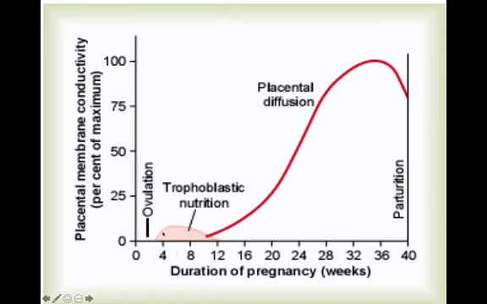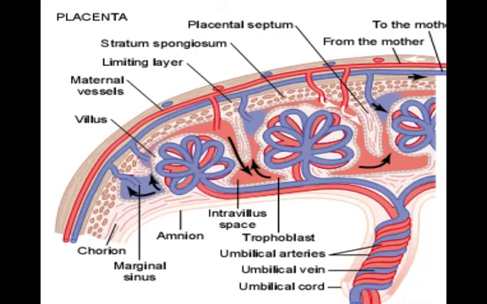Now this graph basically shows that till the 8th week, the nutrition of the conceptus is from the trophoblastic nutrition. After that it starts declining, and on the other hand the placental nutrition starts increasing. At the start the placenta is usually very thick and its surface area is low, though with the passage of time the placenta starts thinning and its surface area increases, so the full blown placenta is formed and the diffusion from the placenta occurs. Now this is the final picture of the placenta.